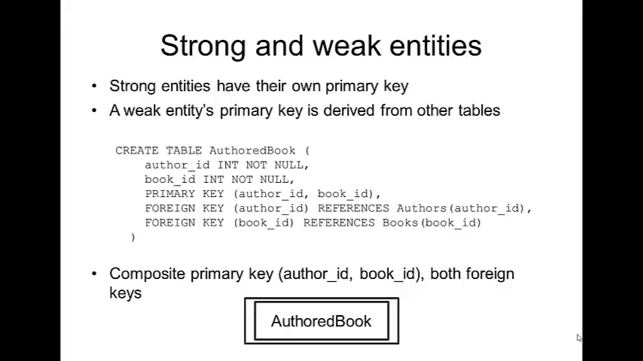So here we have an example of an authored book. In this example, for the authors to a book, there must be an author in the author table. So we need an author. So we've got a foreign key. So author ID in the authored book is the foreign key from the authors table. The book ID is a foreign key from the books table. And the primary key is a composite key of author ID and book ID. So therefore, the primary key is derived from foreign keys from other tables, and authored book is a weak entity. And weak entities are displayed with the double box symbol.